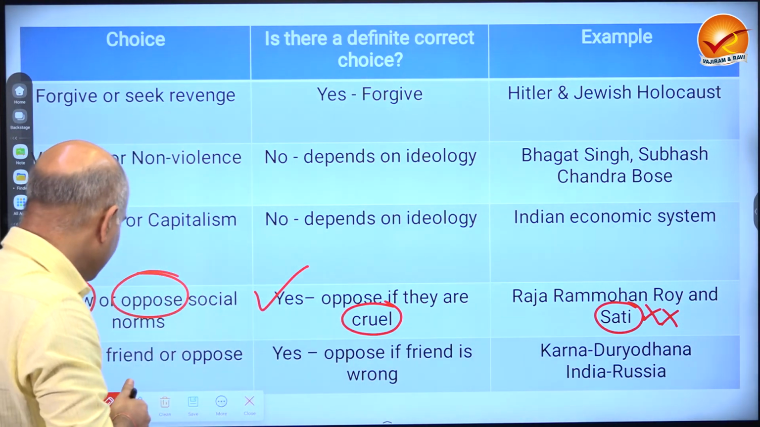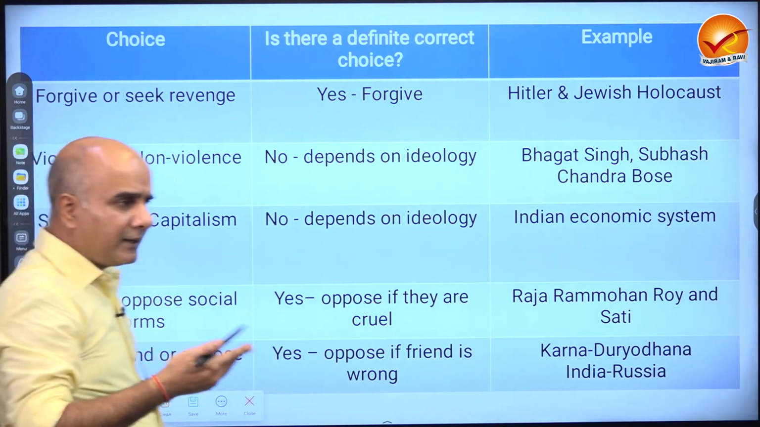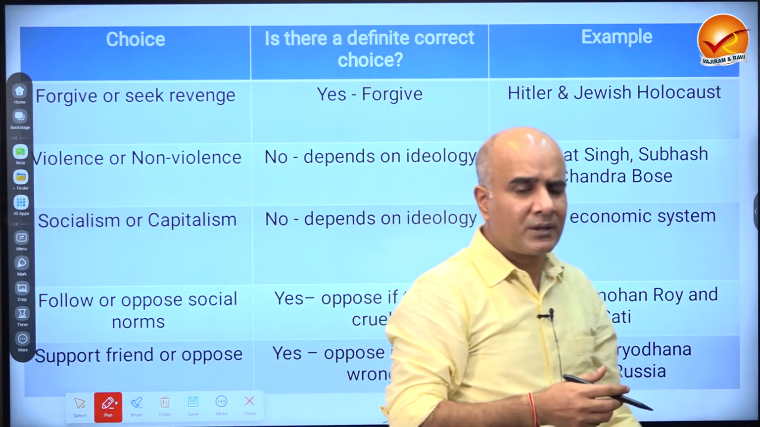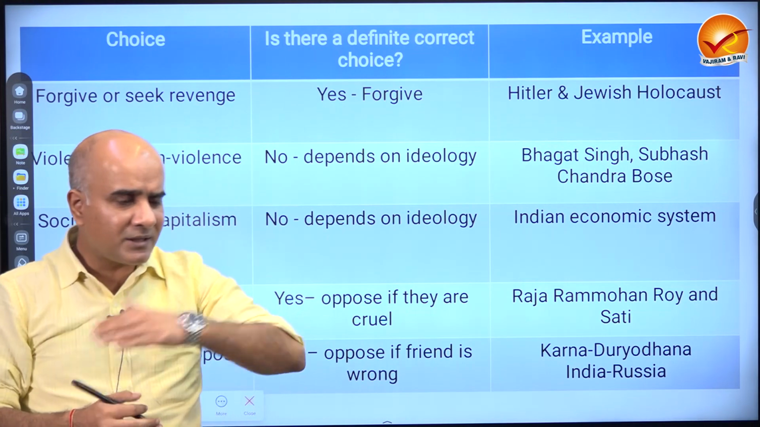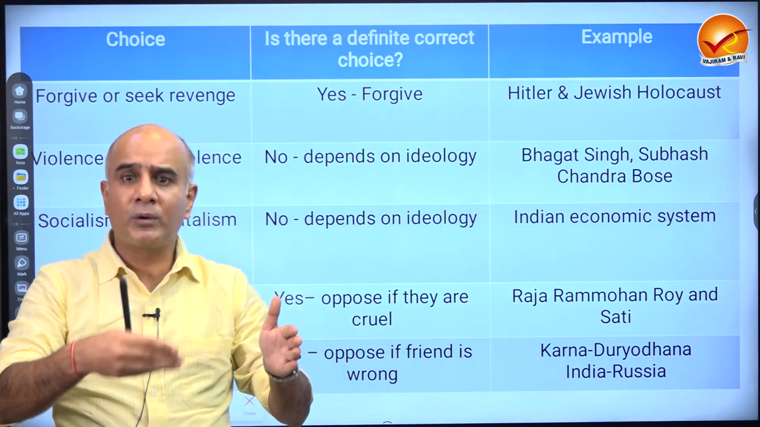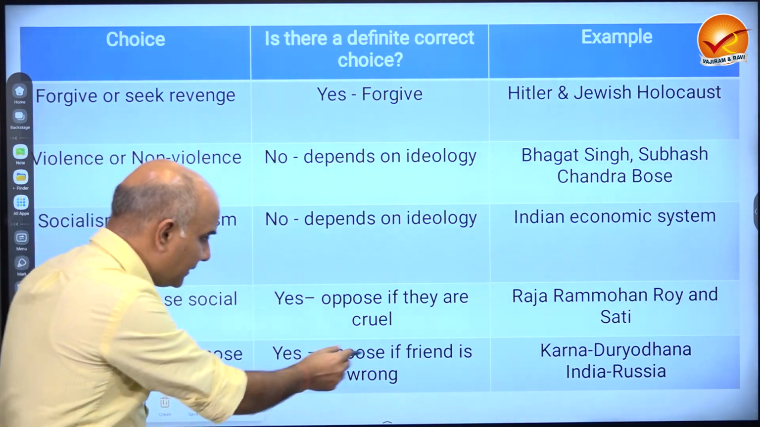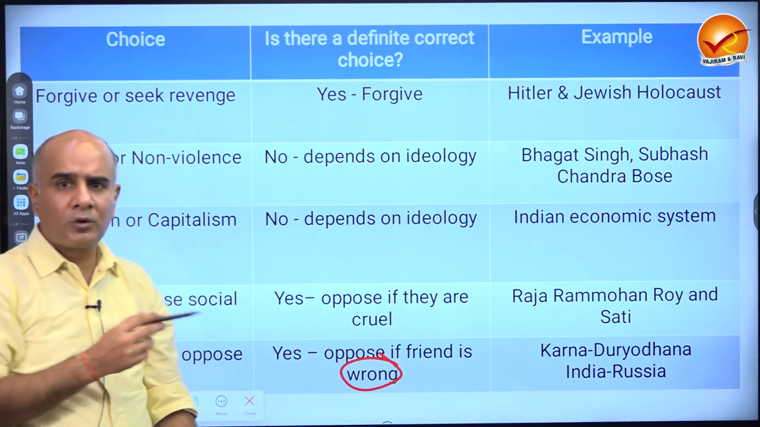One final example here. Should I, in our day-to-day lives, especially for students at your age, support my friends or should I oppose them? Should I give my support to my friends or should I counter them? Should I disagree with them? Clear answer: oppose the friend if the friend is wrong.